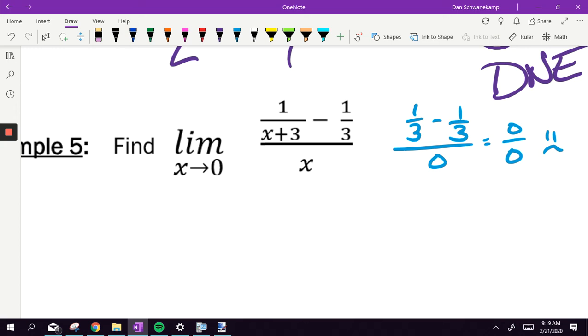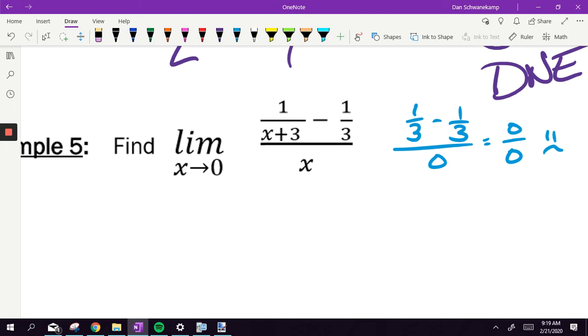So before, every time we get 0 over 0, we factor, we cancel, we plug back in. There's no factoring to go on here. We need to simplify this funky fraction. Okay, it's a fraction over a fraction. We just need to get rid of some of that stuff because right now it's too complicated. We're going to try to simplify that out.